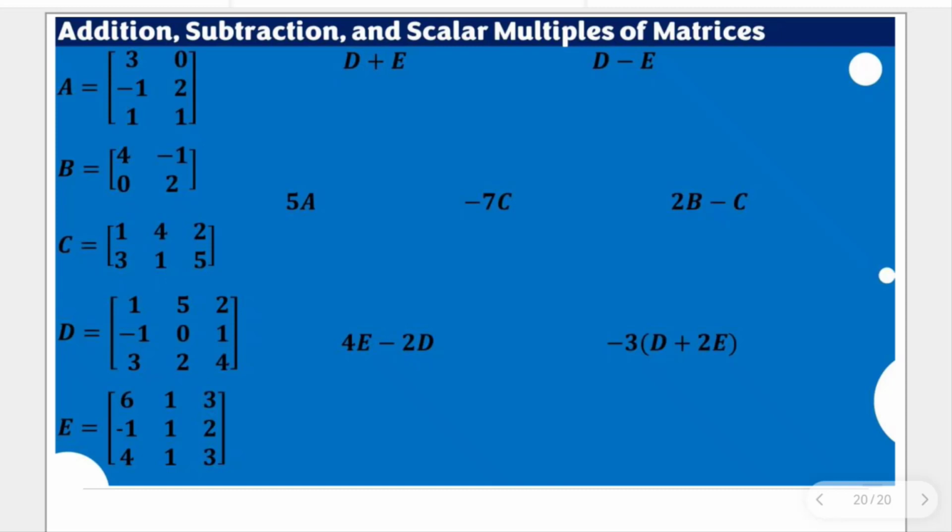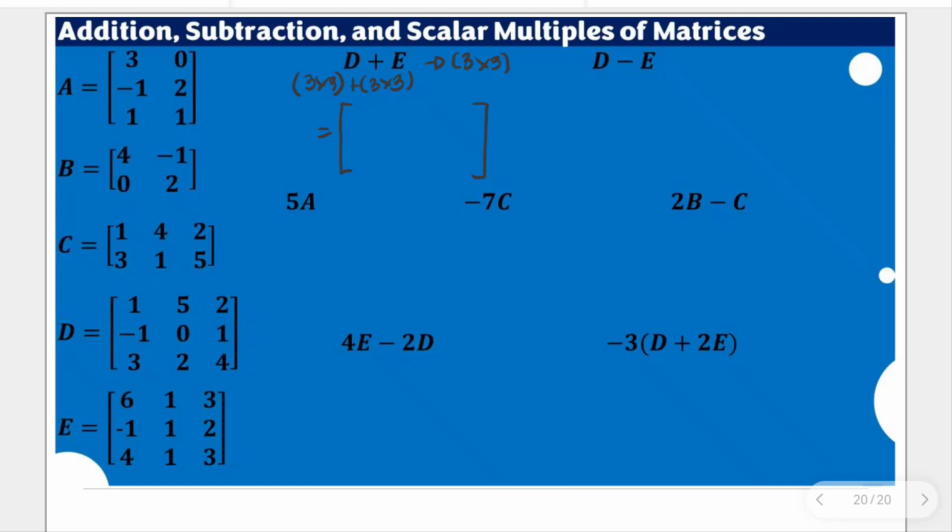D is a 3 by 3 matrix, and E is also a 3 by 3 matrix. So when you add them, we expect a result which is also a 3 by 3 matrix. The result of D plus E is simply adding the entries in the same ij position. So we simply add them to get the result of D plus E.